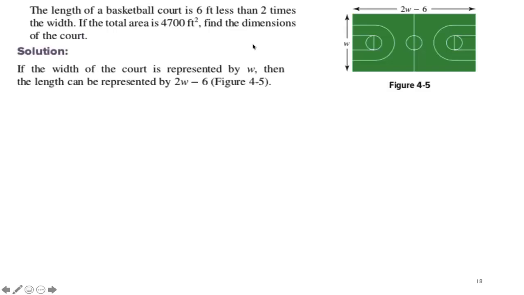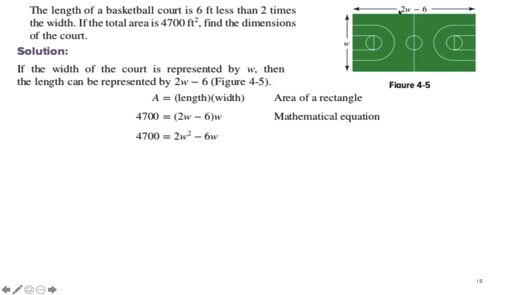Yeah, so here's our setup. Again, if w is the width, 2w minus 6 is the length. So the area is length times width. The area is 4,700, which is given. The length is 2w minus 6, and the width is w. So you multiply this out, you get this quadratic.